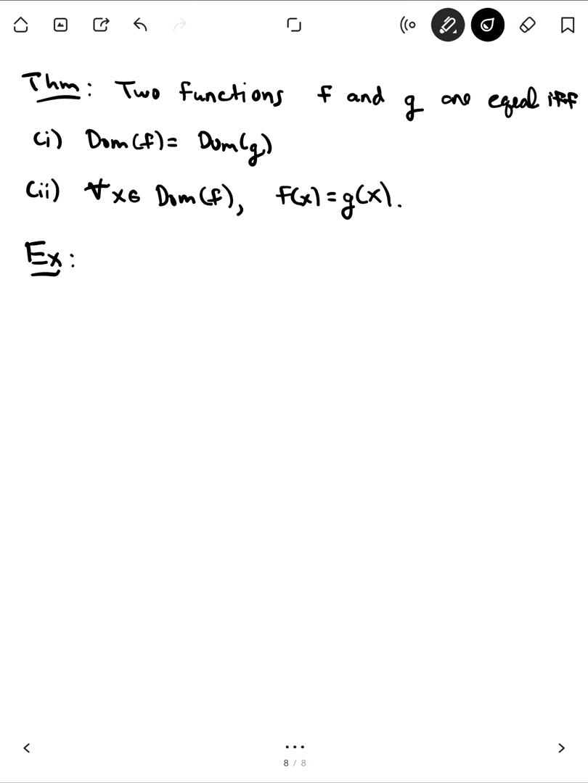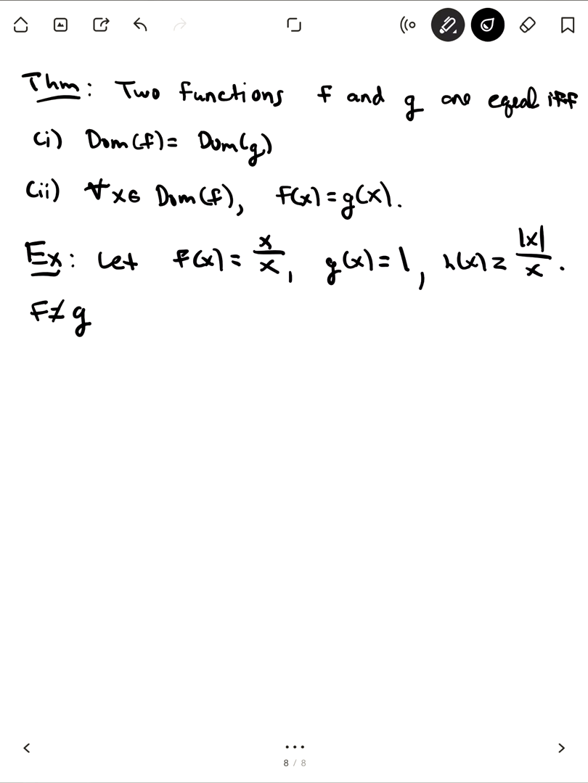So I'm not going to specify domains for the following functions I write down. Let f of x equal x over x, g of x equal 1, and h of x equal the absolute value of x over x. If I give you functions like this and I don't specify the domains, that means you should think of the largest possible set of real numbers that you can plug into these representations. Okay, so note f does not equal g.